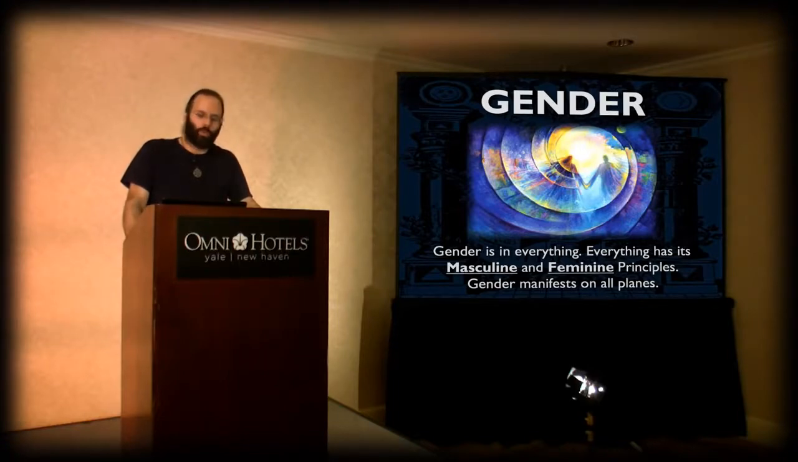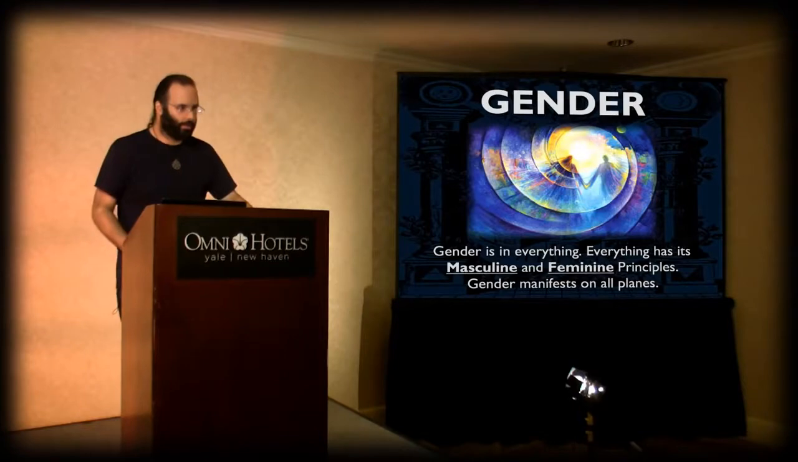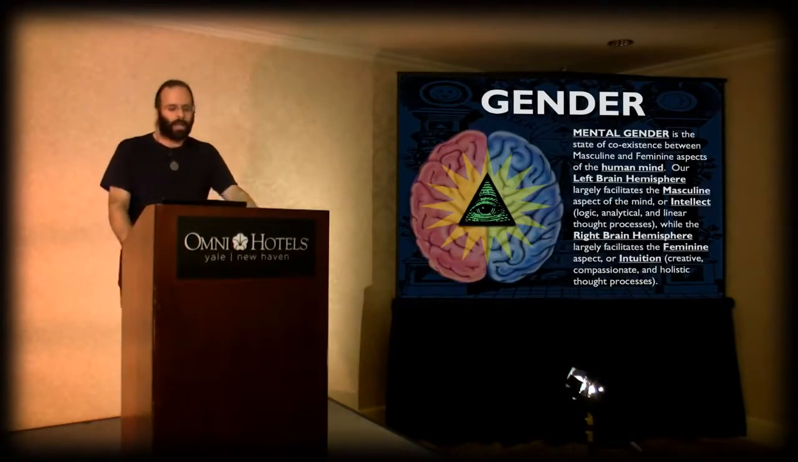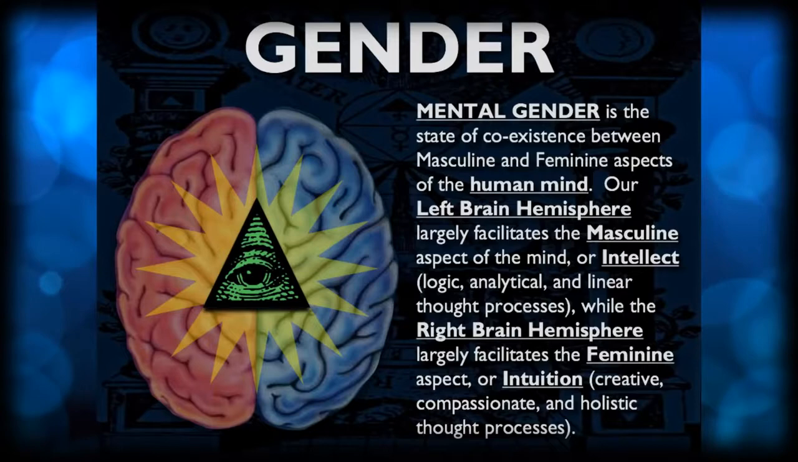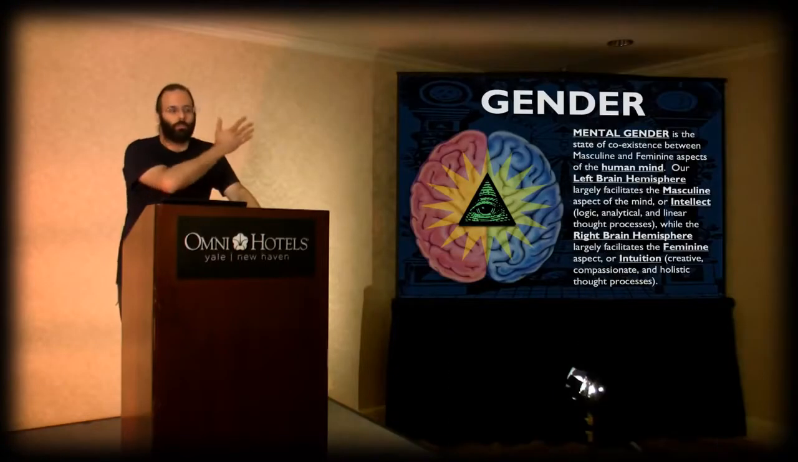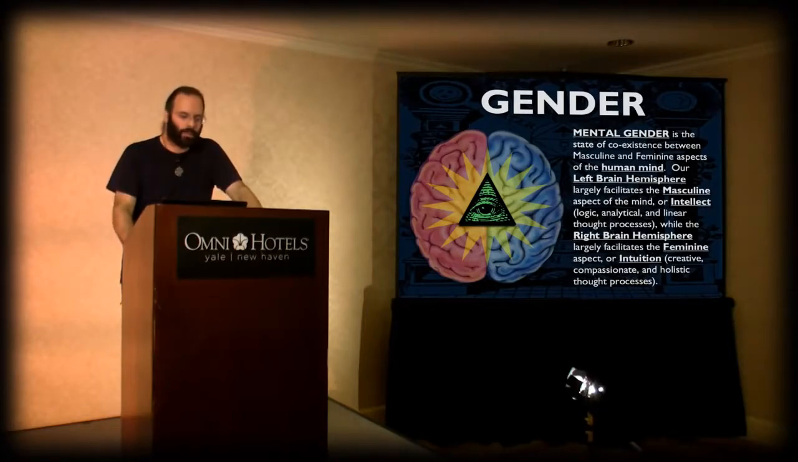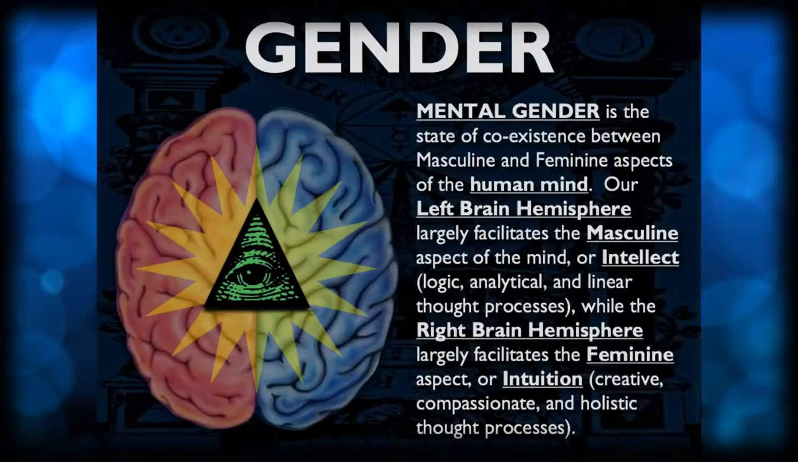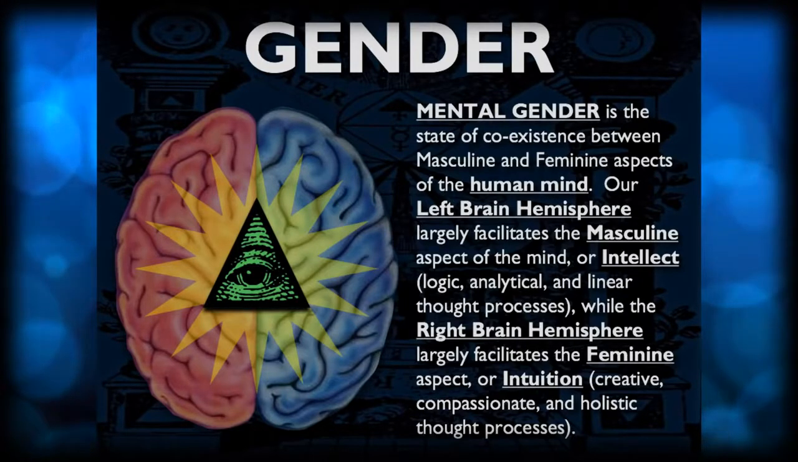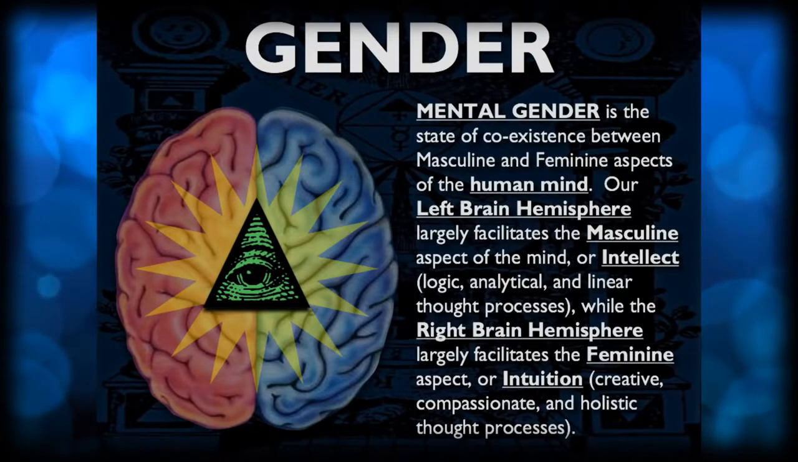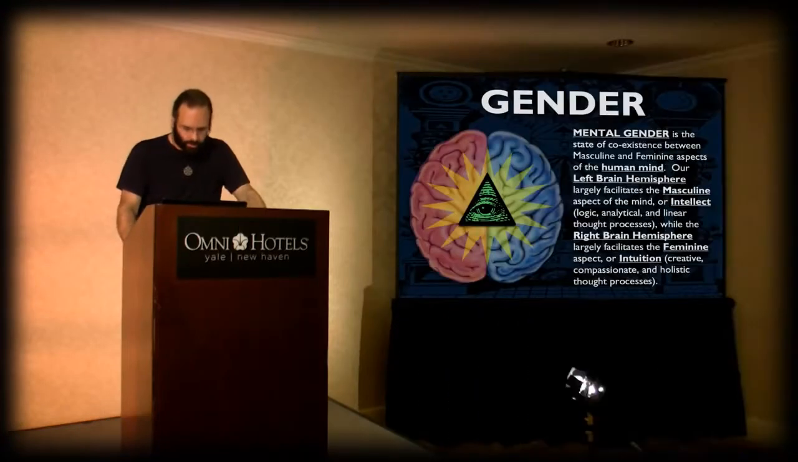Very simple concept. What I want to briefly talk about is mental gender. Mental gender is the state of coexistence between the masculine and feminine aspects of the mind. Again, we've already looked at this. We looked at the breakdown of the physiology of the brain, at least of the higher order part of the brain, the neocortex. Our left brain hemisphere largely facilitates the masculine aspects of the mind, or the intellect: logic, analytical thought, linear thought processes, while the right brain hemisphere largely facilitates the feminine aspect, or intuition, meaning creativity, compassion, and holistic thought processes.